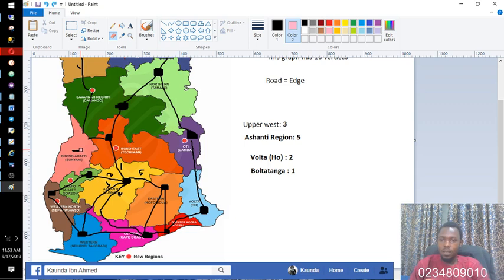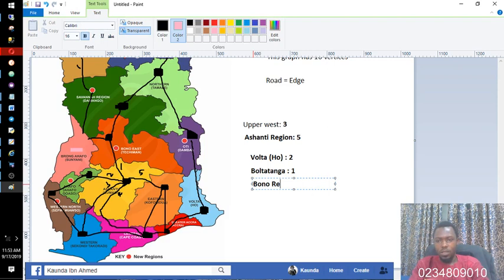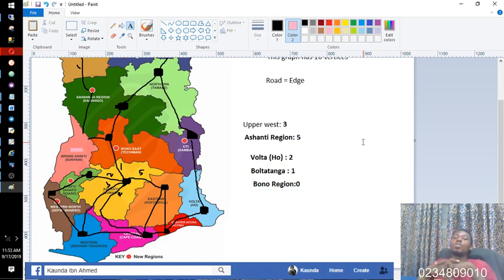So for Bono region, zero. There is no path. There is no route to Bono region. So these are the possible routes you can take to visit each of these towns, or in this case, objects.